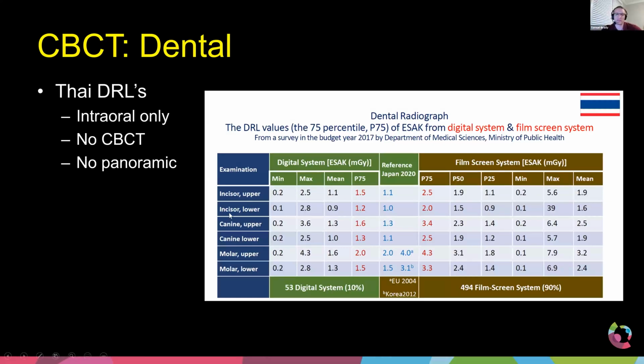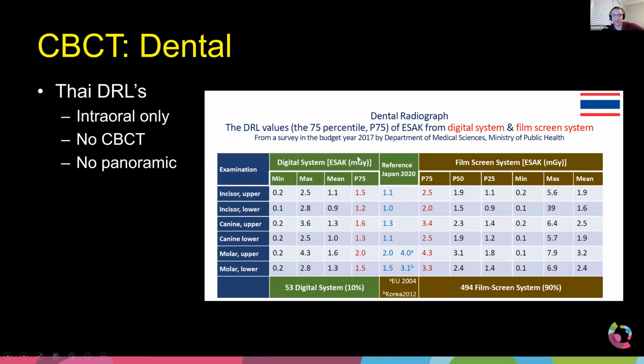So I think no one's really tried. So, when you look at the Thai DRLs, tying this all to, you guys have done a lot of great work back in 2017 collecting data for intraoral. So looking at, of course, the various different teeth or intraoral examinations. You've got your DRLs shown here at the 75th percentile, and it shows with the Arakerma.